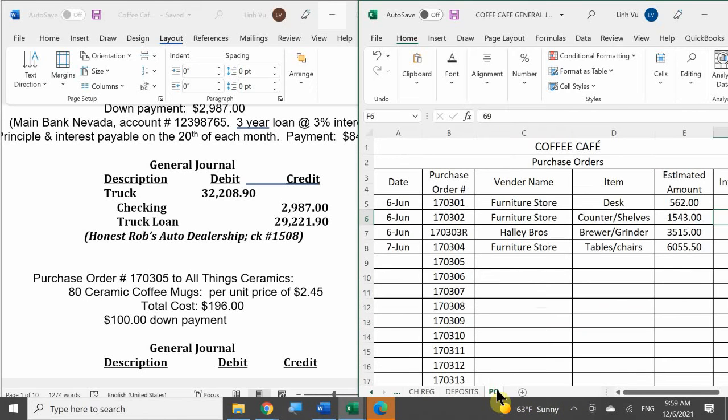So before we go on anywhere else, I need to create my purchase order. So then when I do receive the items, I can match the items I have received versus what I've requested. So in this case, purchase order number 305. I bought this from All Things Ceramics. Okay. I bought 80 mugs for a total of $196. Okay.